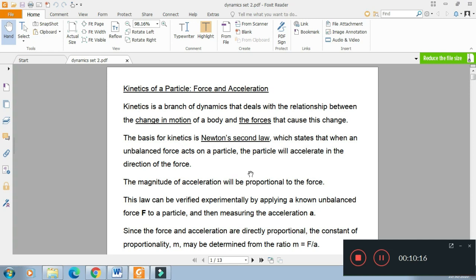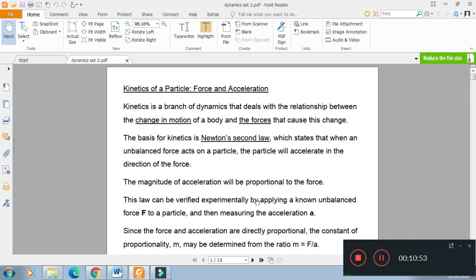So kinetics includes the relationship between the change in motion of a body and the forces that cause this change. Instead of forces, we can study the motion with the help of work and energy, and we can have impulse and momentum. So whether we are considering directly the force, or the energy changes and work, or the momentum and impulse, all are considered within the topic of kinetics.